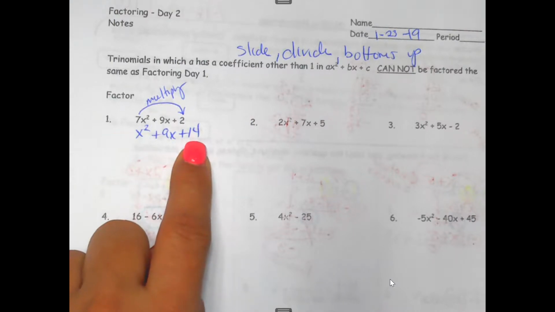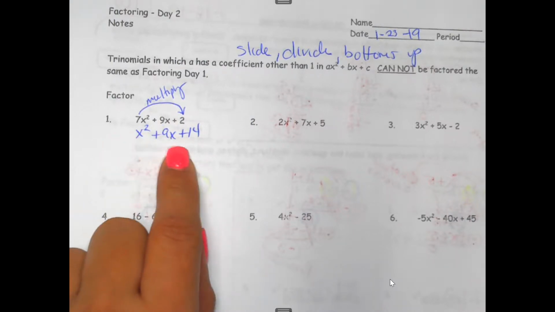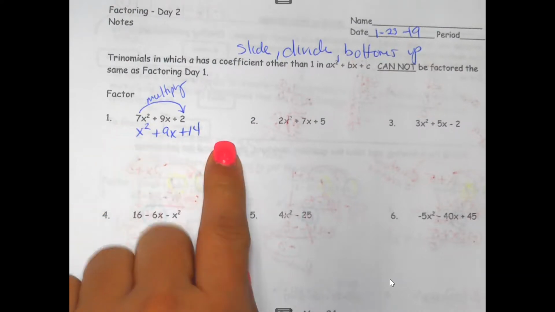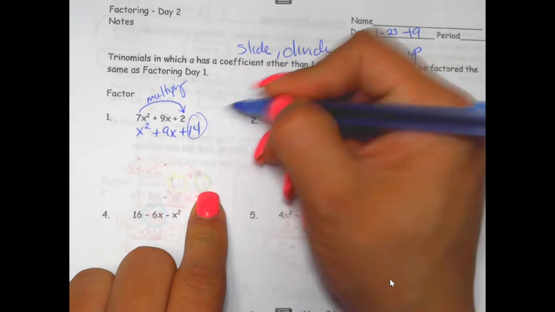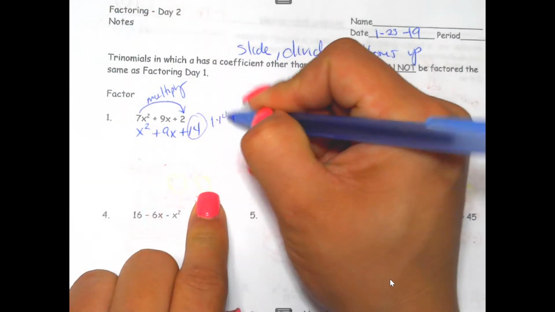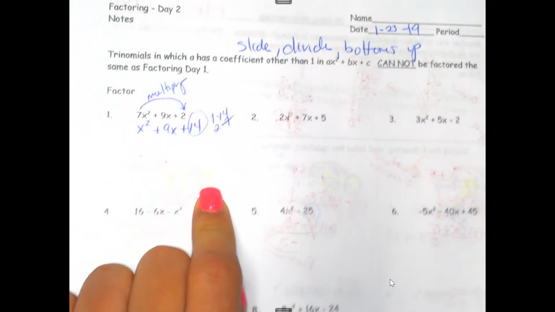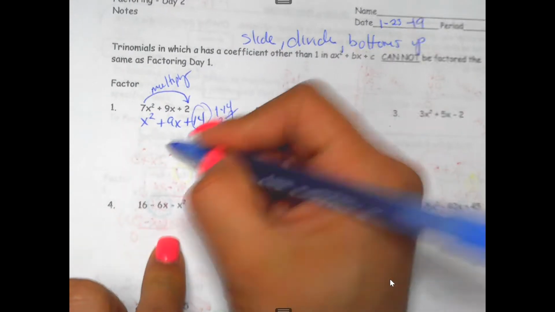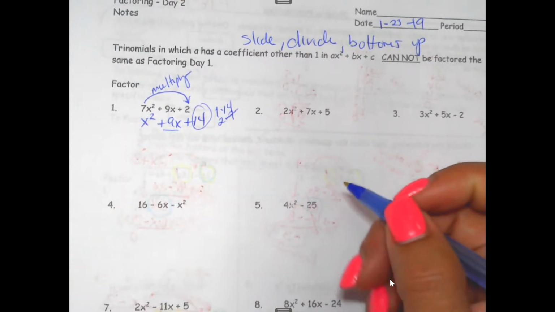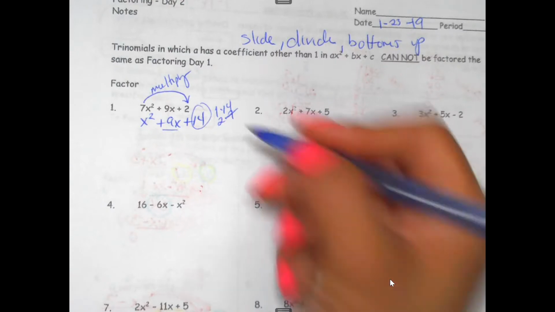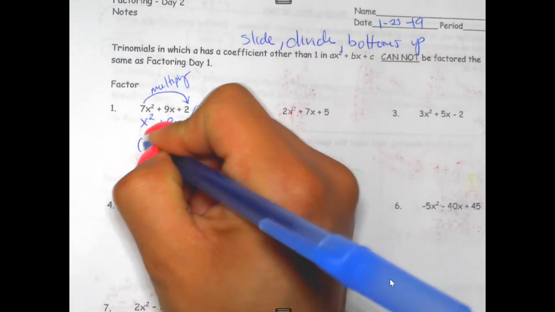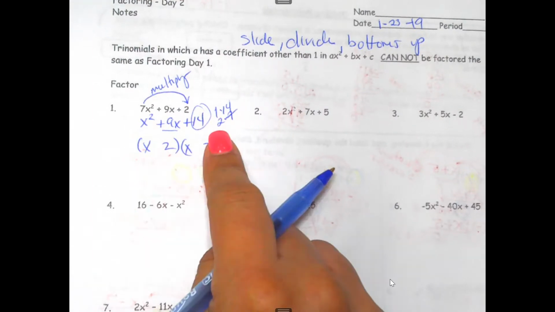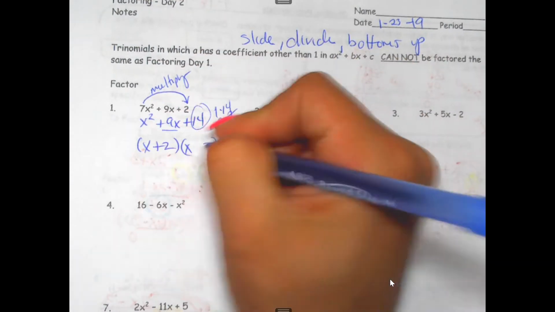And then we're going to do what we did yesterday. It looks very similar to what we did yesterday. The coefficient now is 1, so we focus on the 14. Factors of 14: 1 and 14, 2 and 7. We're going to pick the one that gives me the middle term. 2 plus 7 is 9, so that's the one we're going to pick. Since they're all positives, I don't have to worry about the sign.